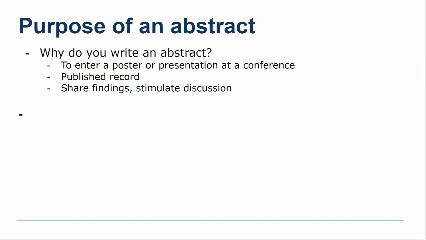Writing an abstract is a compulsory part of entering your poster or presentation into a scientific conference. That is an external motivator. Other motivators are when the abstract is published, typically in the supplementary issue of a journal, you can add this publication to build your CV. Abstracts are a form of communication to share and find your findings, but also to stimulate discussion and an exchange of ideas, comments, or even criticisms. Abstracts are often the first step on the pathway to the publication of a fully peer-reviewed journal article.